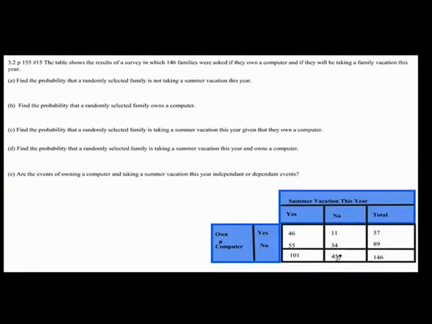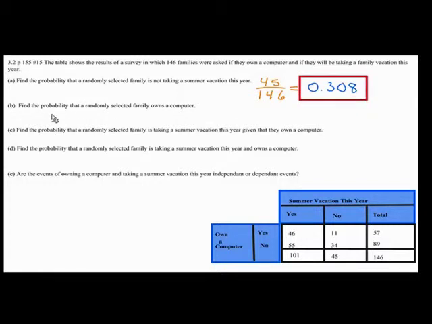And so for the no for the summer vacation is right down here, and that's going to be 45 out of the total 146. And so we're just going to make that a fraction and then divide it out. So that's just going to be 45 divided by the 146. And so when you divide that in your calculator, we're just going to go 3 decimal places, and that'll give us 0.308. And so that is the probability of a family not taking a summer vacation this year.